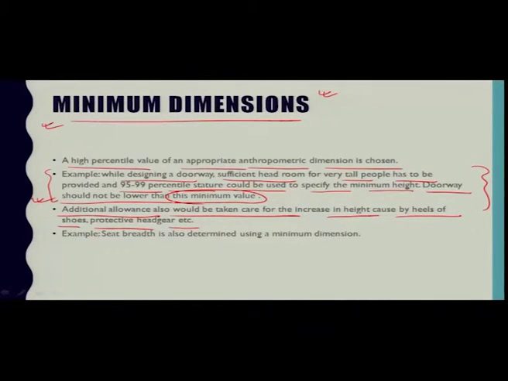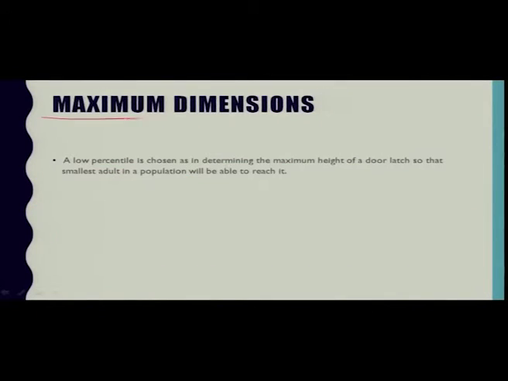Another example of using a minimum dimension is seat breadth. As far as the maximum dimension is concerned, a low percentile is chosen, as in determining the maximum height of a door latch, so that the smallest adult in the population will be able to reach it.